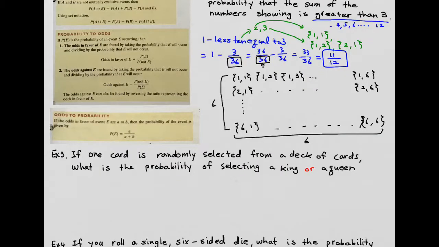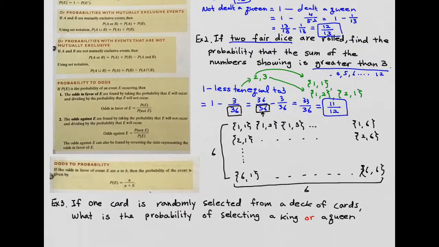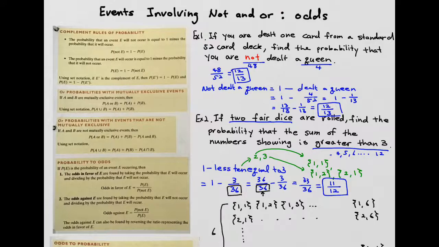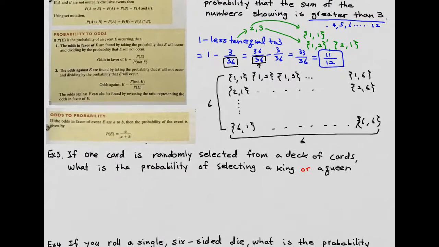Example 3. If one card is randomly selected from a deck of cards, what is the probability of selecting a king or a queen? So this is important. Remember, this section's topic was dealing with the problem "not." We already looked at two problems with the "not." Or is the other one. So what happens if we have "or"?